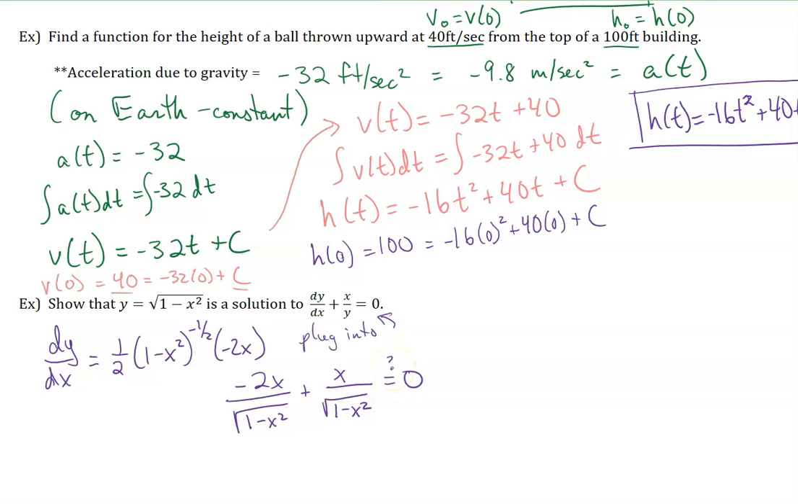Is that a true statement? Oh, I'm sorry. No, it is not, because I forgot to cancel the 2's. Take 2, doing what I like to call the right way. We have negative x over root 1 minus x squared plus x over root 1 minus x squared. Yes, it is a true statement. That is equal to 0. So we have shown that this is a solution to this differential equation.